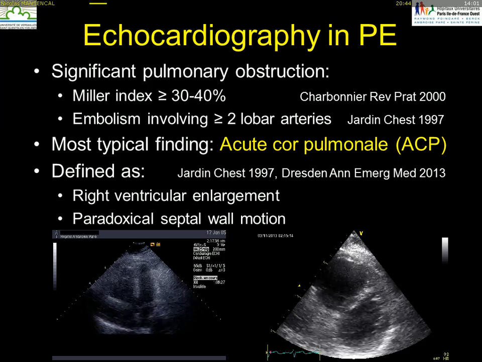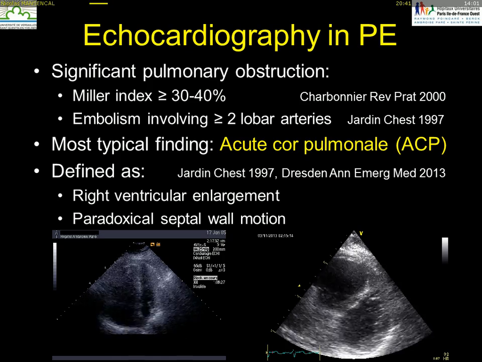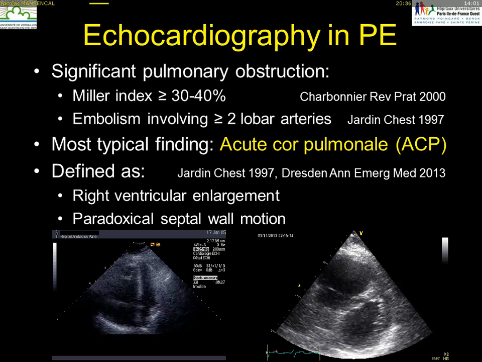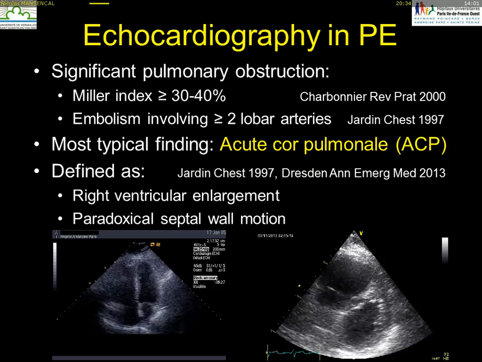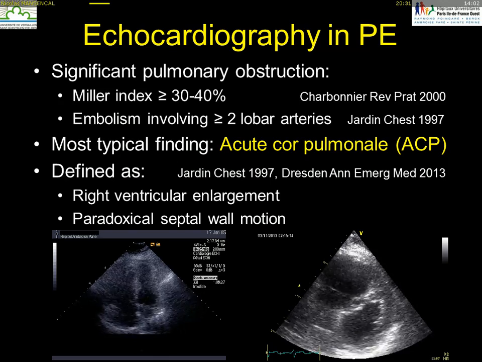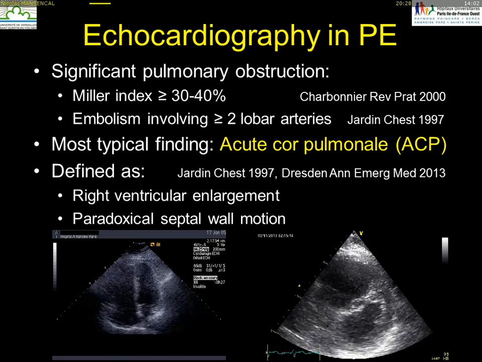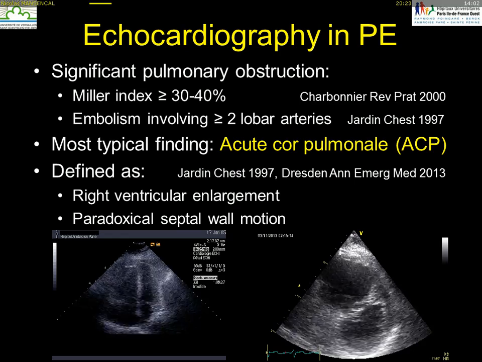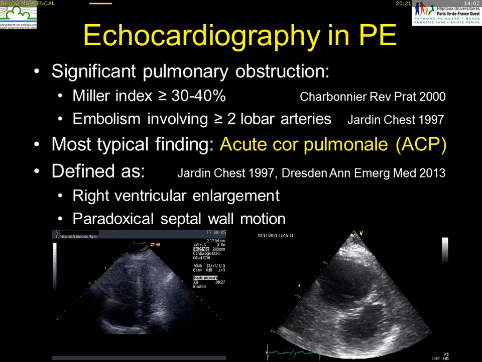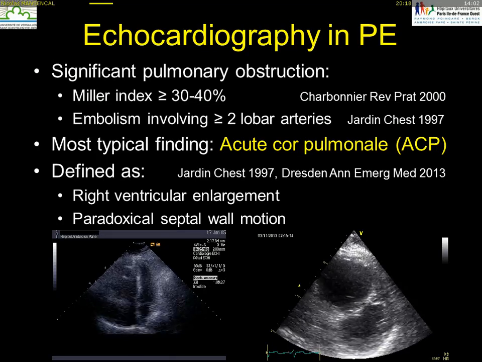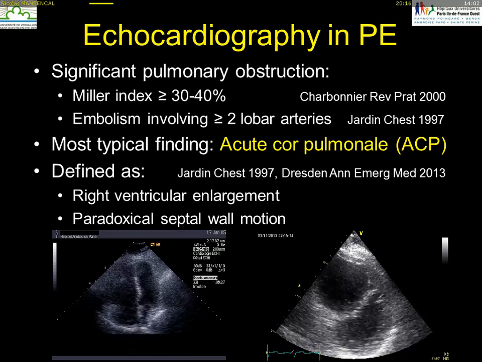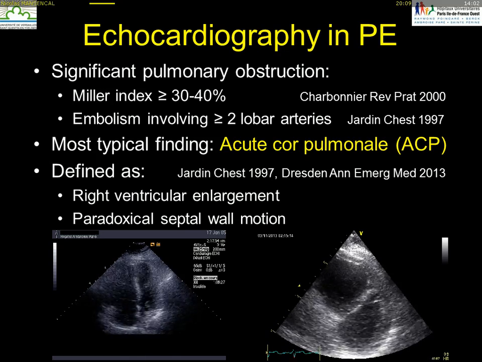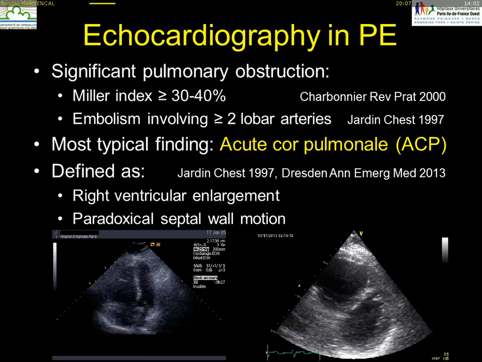Echocardiography has been proposed and validated in acute pulmonary embolism and is very useful only when we have a significant pulmonary embolism, defined as a pulmonary obstruction higher than 30 or 40%, or when at least two lobar arteries are involved. The most typical finding is an acute cor pulmonale, defined as a right ventricular enlargement associated with a paradoxical septal wall motion, as you can see just here.